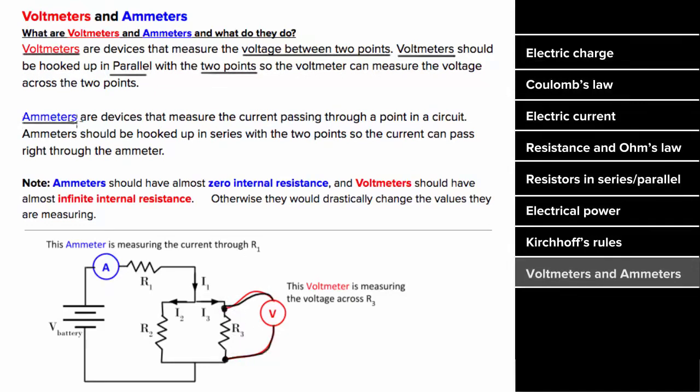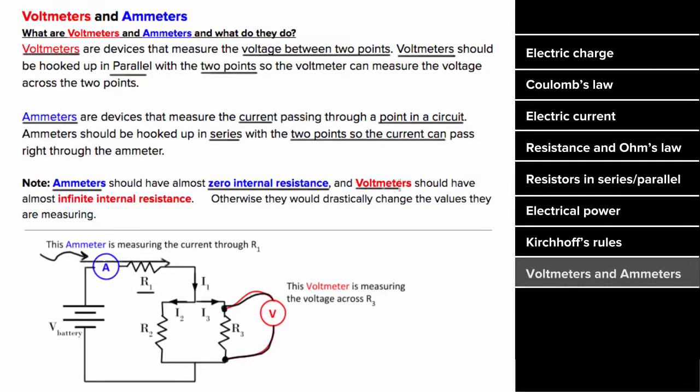Ammeters are the devices we use to measure the electrical current that passes through a point in a circuit, and ammeters have to be hooked up in series with the circuit element you want to determine the current through. In other words, if we wanted to determine the current through R1, we would hook up the ammeter in series with R1. Note that for these electrical devices to work well, the ammeter should have almost zero internal resistance, thereby not affecting the current that flows through the circuit.